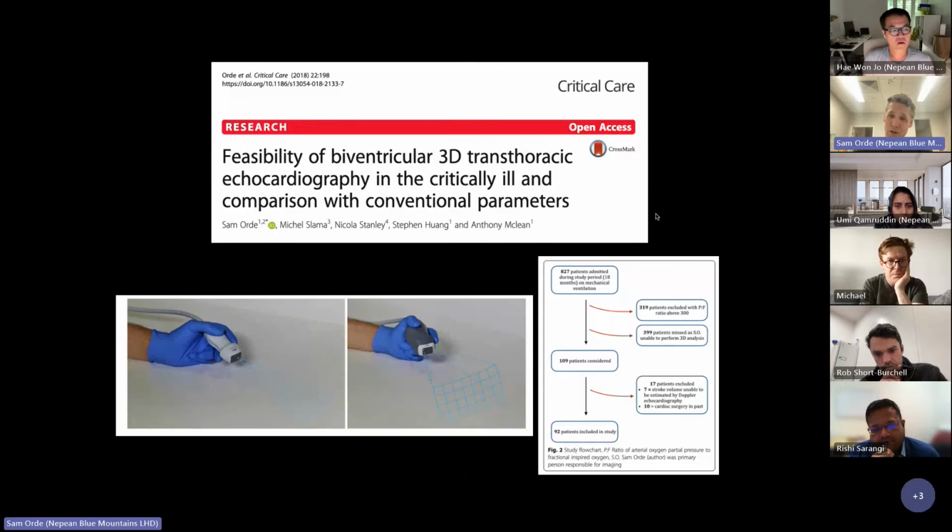We had a look at this in critically ill patients, and let's bear in mind that first of all, it was me who was imaging this. So it's not a sonographer. It was just me who was imaging these 90 patients or so.